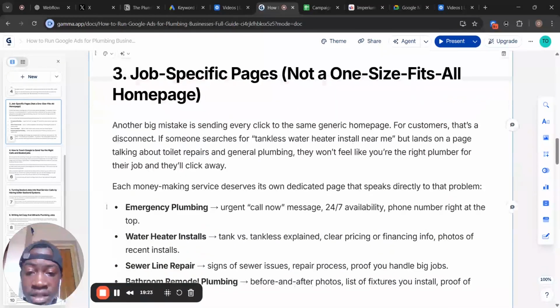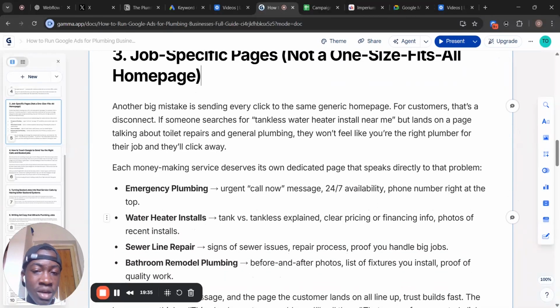So each money making service deserves its own dedicated page that speaks directly to that problem. Create different pages for different services, so your ads are actually relevant and hit what the customer is looking for. For emergency plumbing, they click your ad and see an urgent call now message, 24/7 availability, and the phone number right at the top. All of this signals that they're on the right page, with the right people. You get what I'm saying?